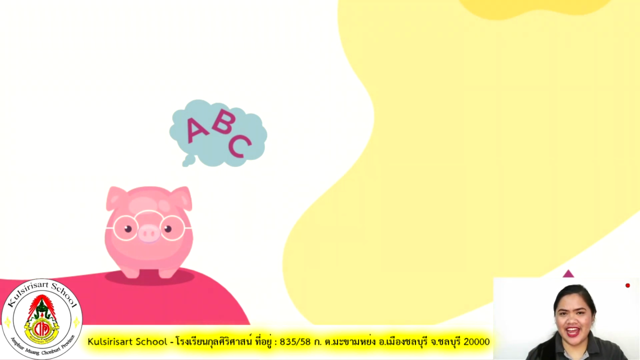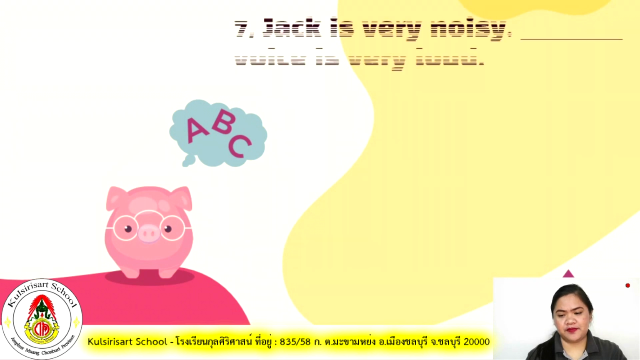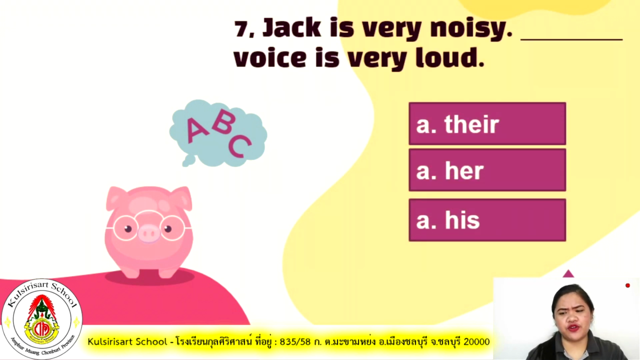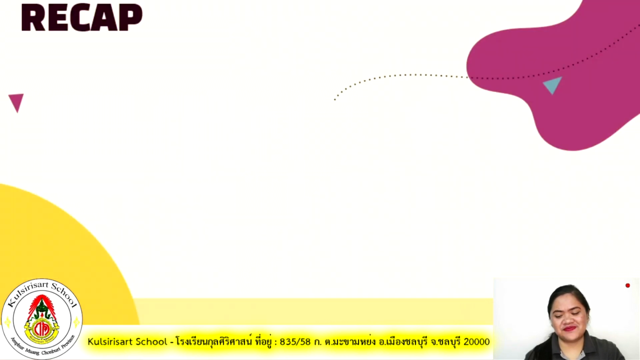So, we have the next sentence, number 7. Jack is very noisy. Blank voice is very loud. Now, which do you think is the correct possessive adjective in this sentence? Very good, because the name Jack is for a boy. So, we're going to use his. Again, his. Good job! Clap your hands.